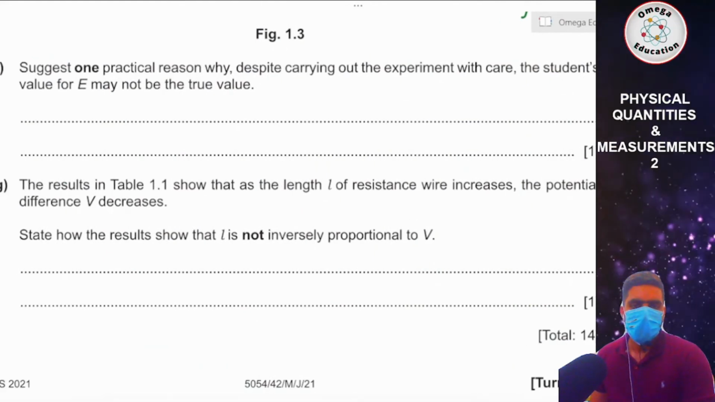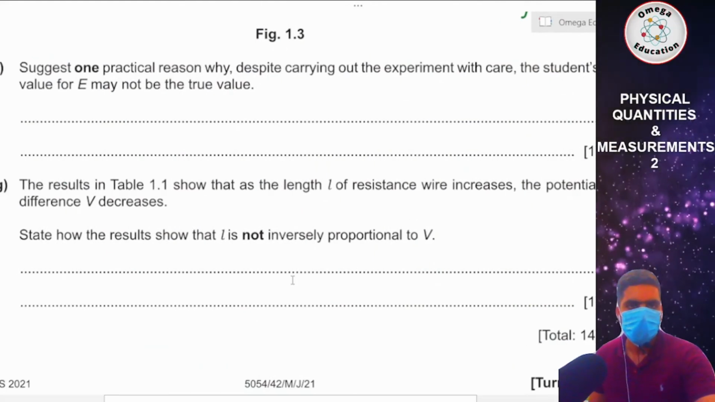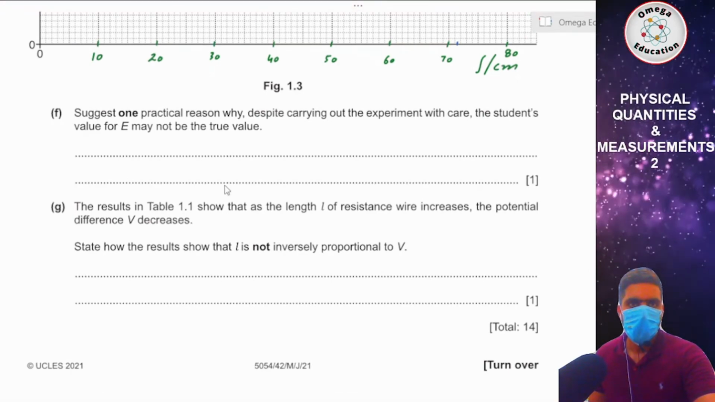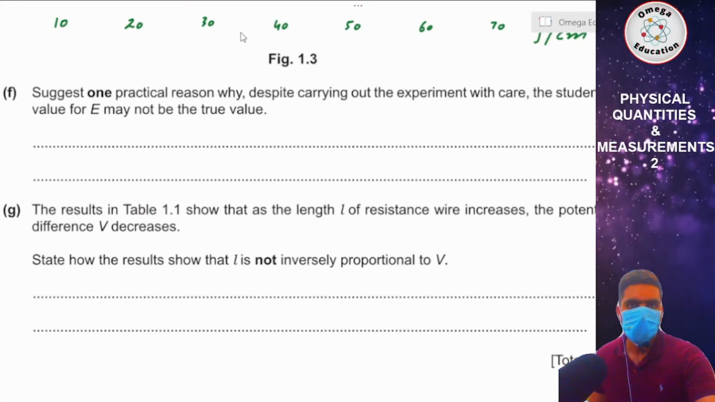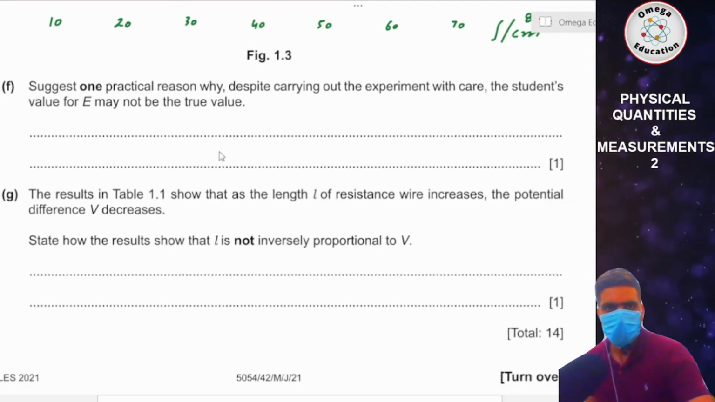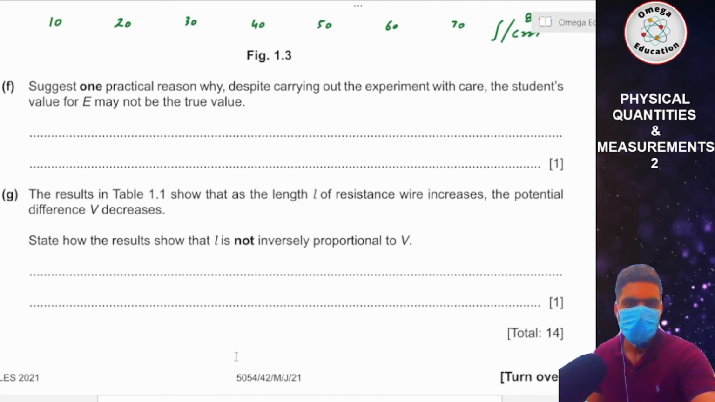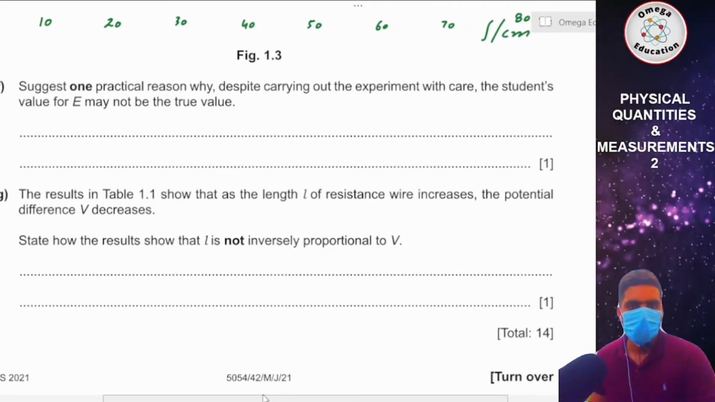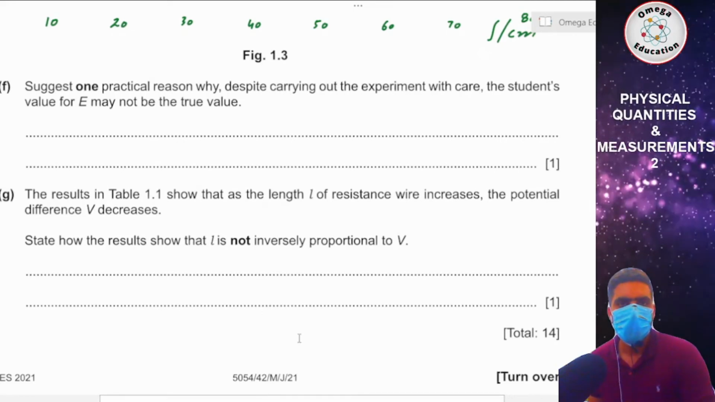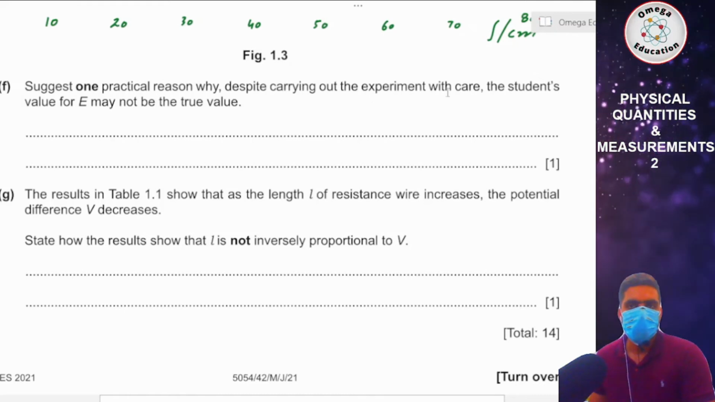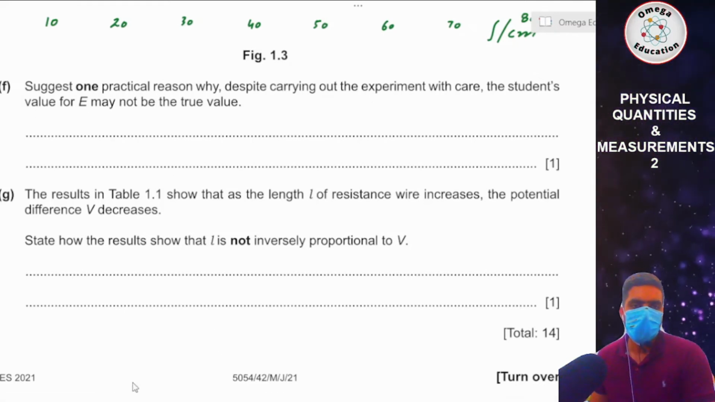All right, part F. So here we have this one, part F. It reads, suggest one practical reason why, despite carrying out the experiment with care, the student's value for E may not be the true value.